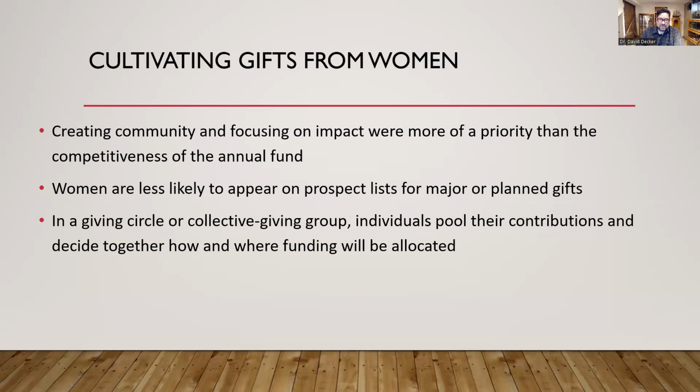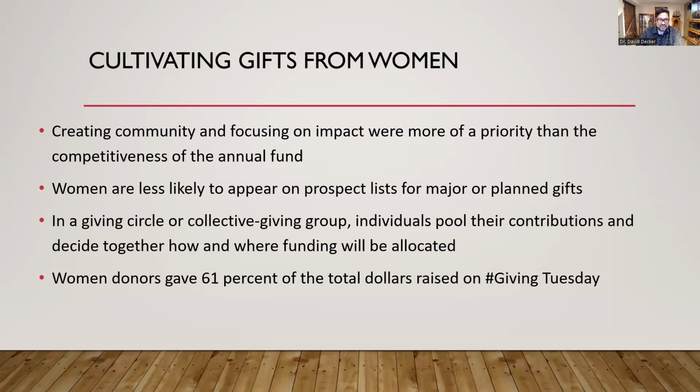We've talked briefly about this, but a little bit more detail. Those giving circles we talked about are collective giving groups. Individuals pool their contributions and decide together how and where funding will be allocated. This seems to be a good strategy for getting women involved, and it's a strategy that a lot of universities implement. They may have women in philanthropy groups or other groups that draw women together and say, as an educated group, how can we educate you on what's going on with the university, and as a group get you to decide what it is you'd like to support. I think it's a fantastic model and it seems to be growing all over the place.